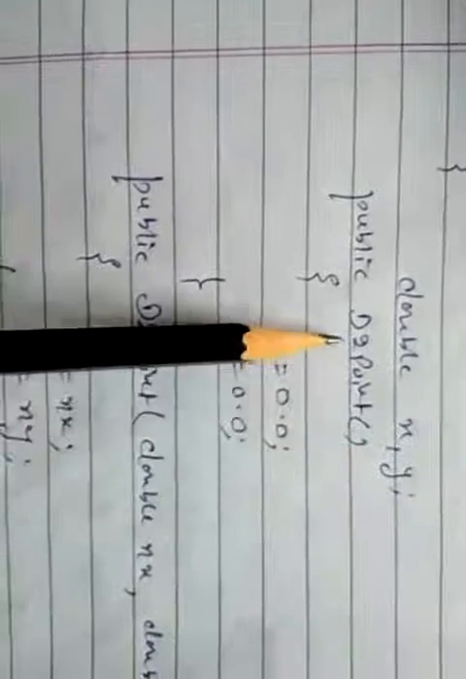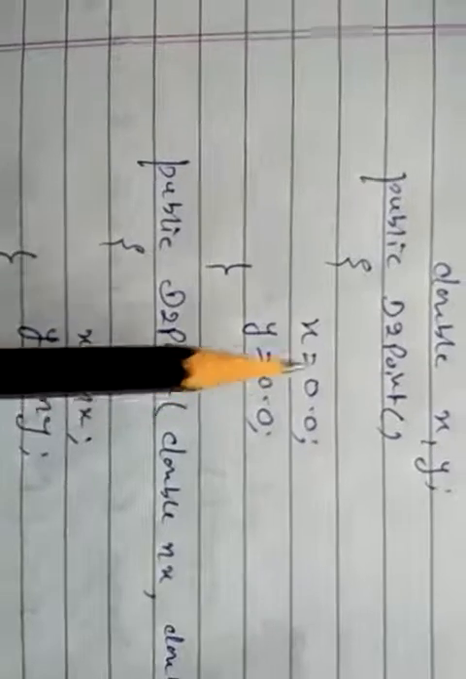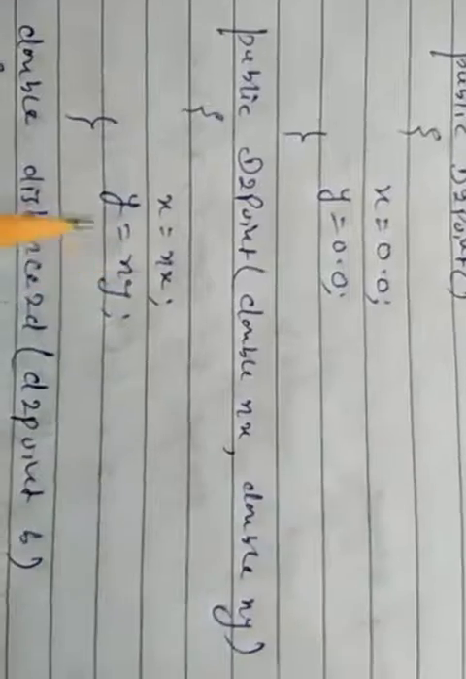Now I am explaining the solution of question 46, which was given yesterday as a home assignment. There is a base class 2DPoint, and its variables are x and y. This is the constructor of the base class, so we are assigning x equals 0.0 and y equals 0.0 because this is the default constructor. And here this is the parameterized constructor, so we are assigning x equal nx and y equal ny.